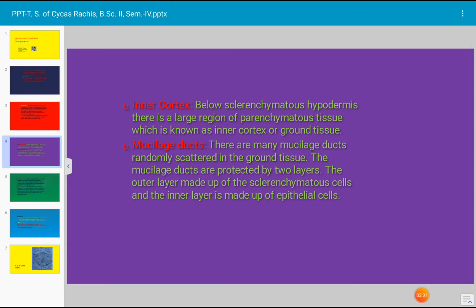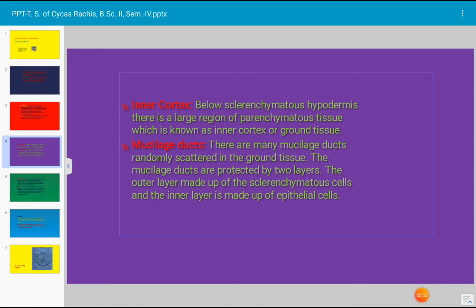Let us see the details of inner cortex. Below the sclerenchymatous hypodermis, there is a large region of parenchymatous tissue which is known as inner cortex, also known as ground tissue of the rachis.